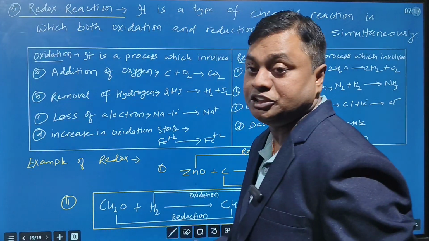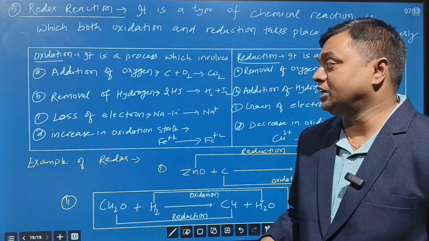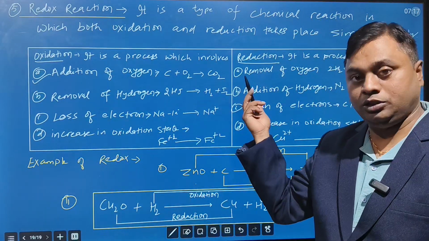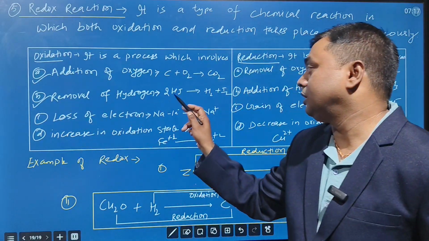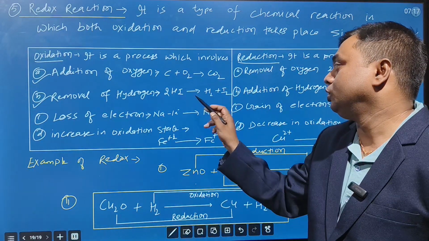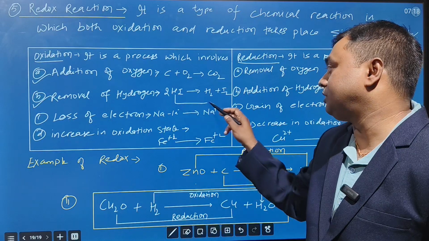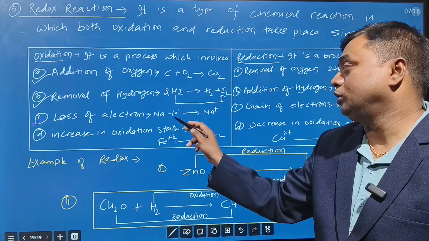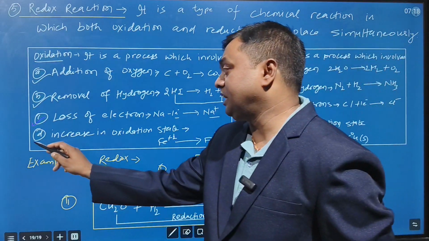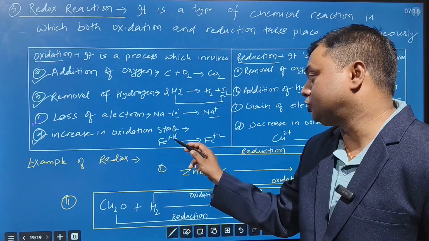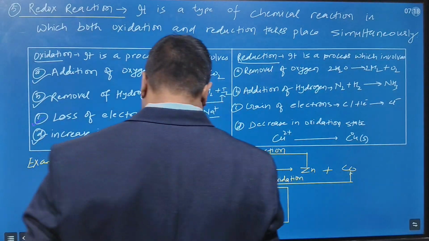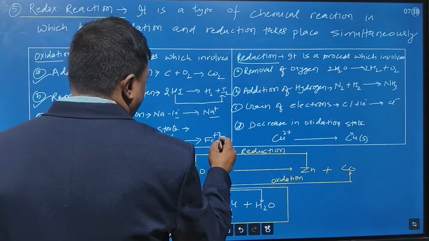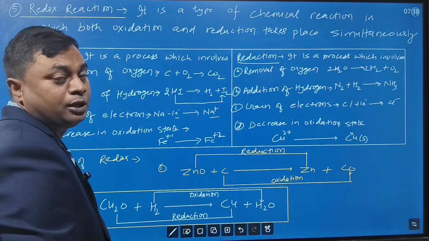When we talk about the oxidation reaction, it is a type of chemical reaction which involves either addition of oxygen, for example C plus O2 gives CO2, oxidation only, or removal of hydrogen, like 2HI gives rise to H2 plus I2. You can see here, with iodine hydrogen is there, here with iodine hydrogen is not there. So it is oxidation. Or you can say loss of electron, like sodium losing one electron becomes Na plus. And next, increase in oxidation state, like Fe plus 1 to Fe plus 2. So here the oxidation state is plus 1, here the oxidation state is plus 2.